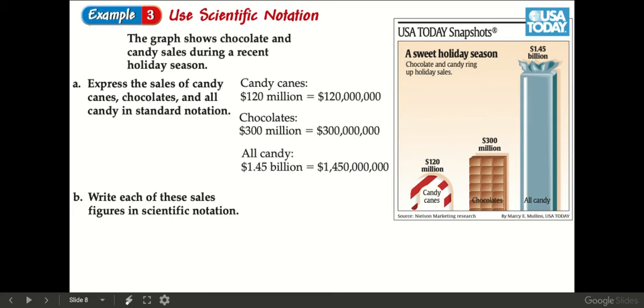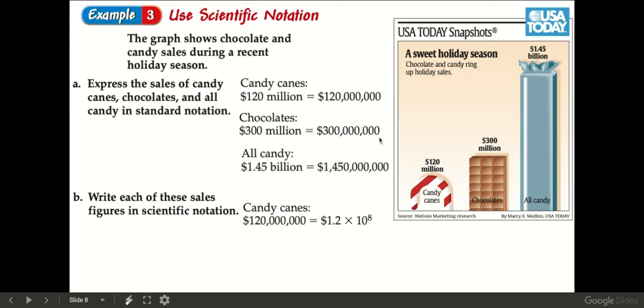All right. So now we're going to go ahead and convert these values into scientific notation. So right now, if I look at candy cane sales, the decimal point is just behind this last zero here. I'm going to move the decimal to the left. And remember, it's got to create a number between 1 and 10. So I'm going to move it right in between the 1 and the 2. So I'm going to move it 1, 2, 3, 4, 5, 6, 7, 8 places. So that's going to create 1.2 times 10 to the positive 8th power. It is a positive exponent because it's representing a very large value.